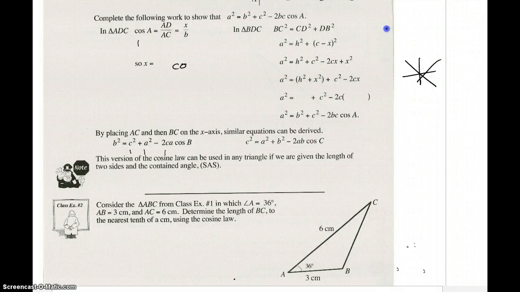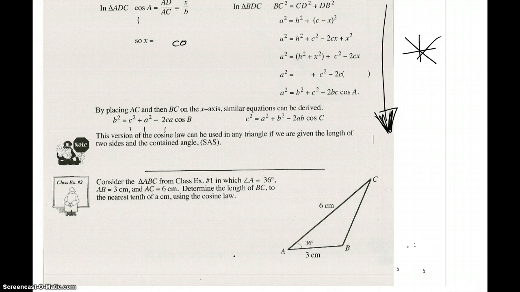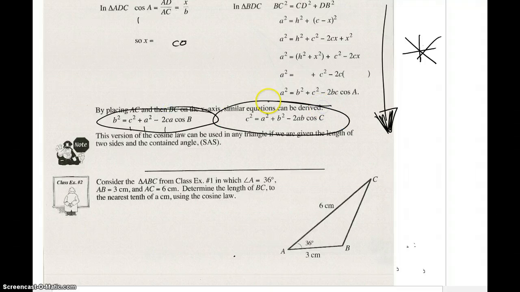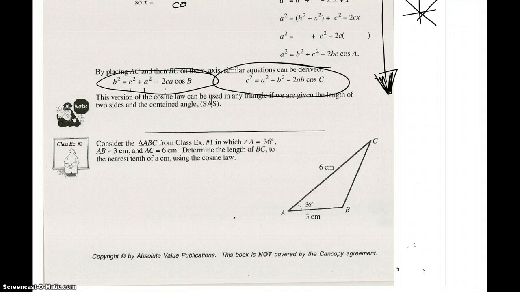That's part of pre-calculus, for me to show you how I derive formulas. So we're going to put it on hold. What we're going to say is, hey, let's just use these laws, and I'll explain how we use the cosine law as we go through a question.